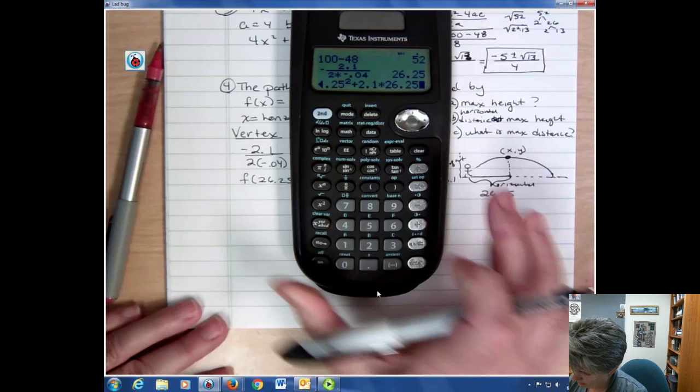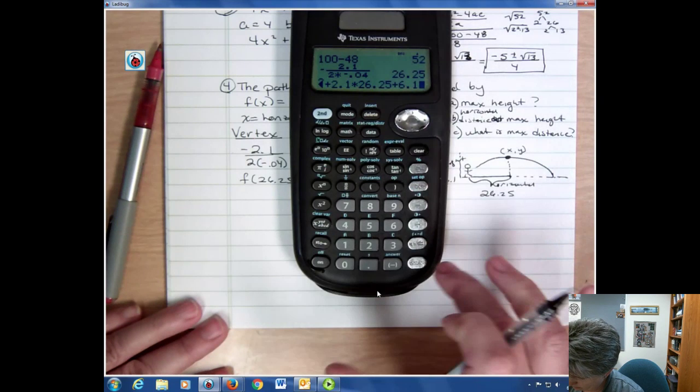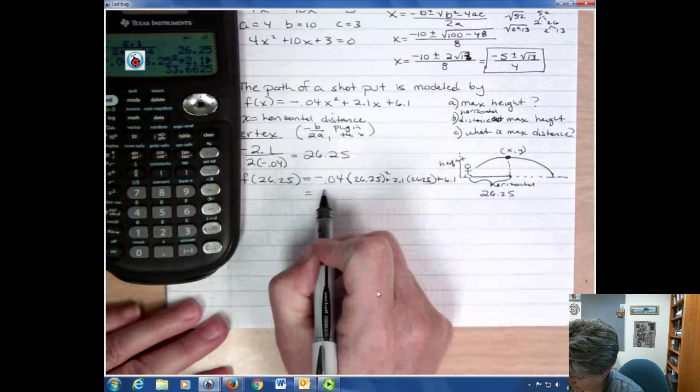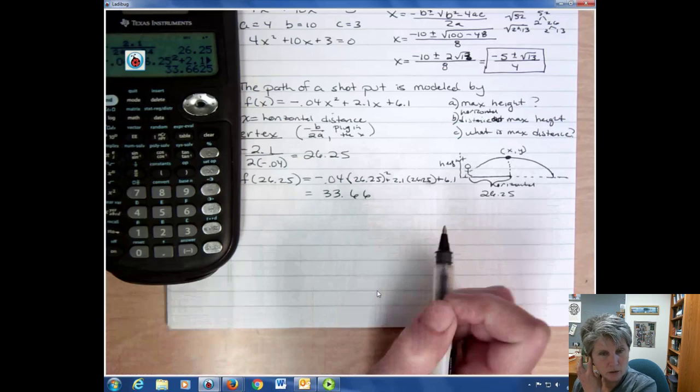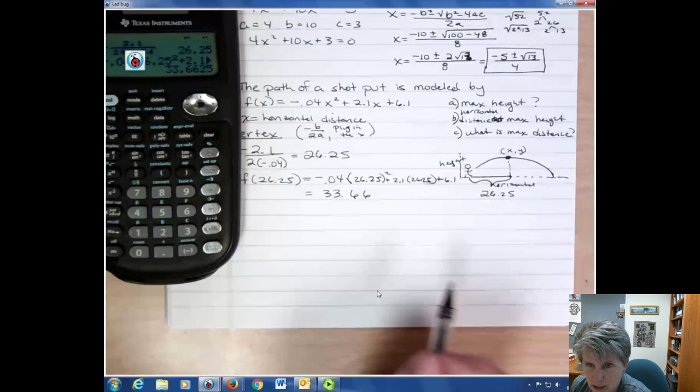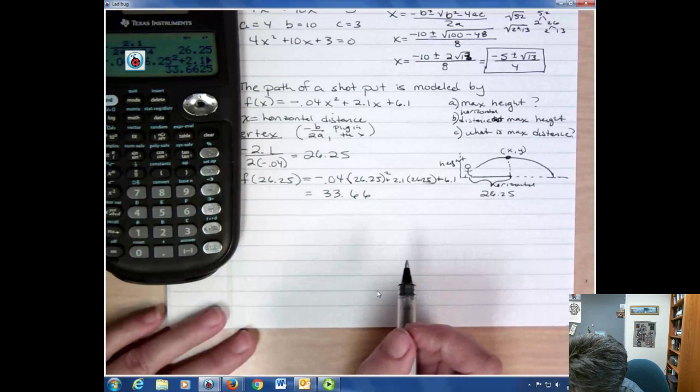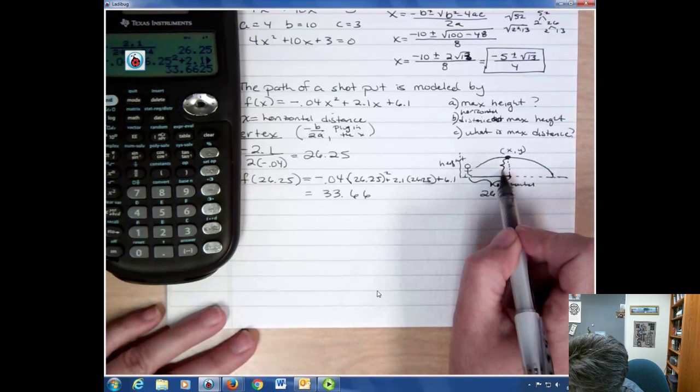And what I get is 33.66, depending on where they ask you to round it, but I'm going out to 2 places. So that means it was the maximum. That seems really high.